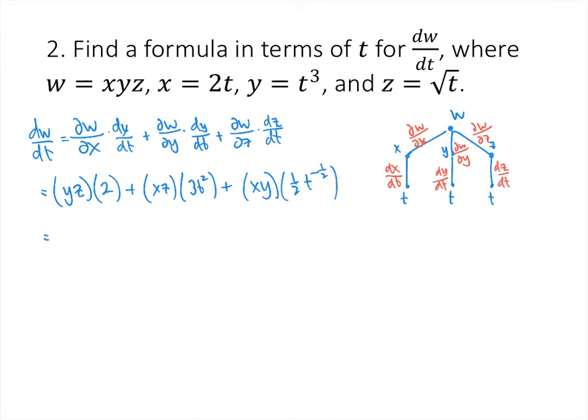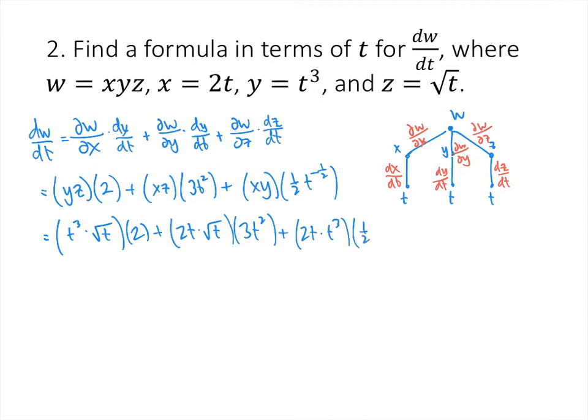And now we're just going to substitute in. So y was t cubed, z was the square root of t, multiplied by 2. xz, that's going to give me 2t times the square root of t, times 3t squared. And then xy, that's going to be 2t times t cubed, and then that's multiplied by 1/2 t to the minus 1/2.